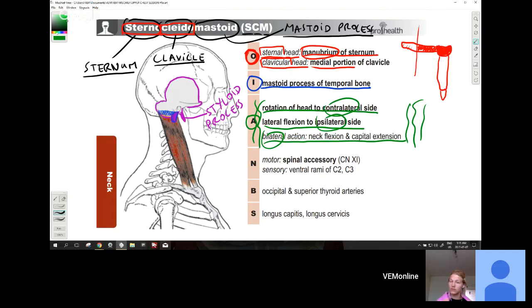In previous sessions, I was really trying hard for you guys to make this concept clear. What is ipsilateral? Contralateral, ipsilateral, unilateral, bilateral. Let's review this one more time, and then we'll put this puzzle together.